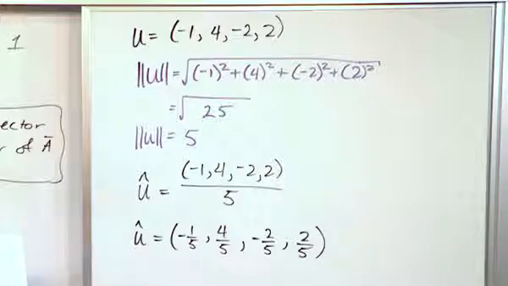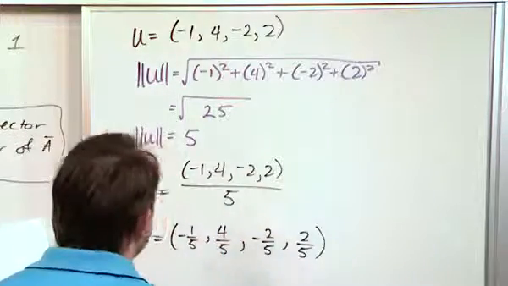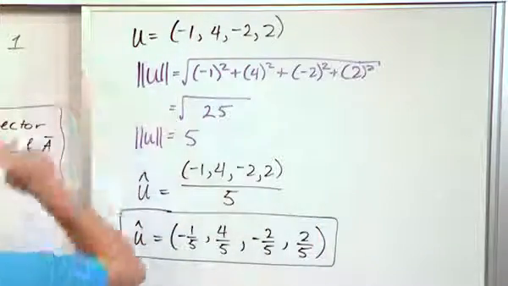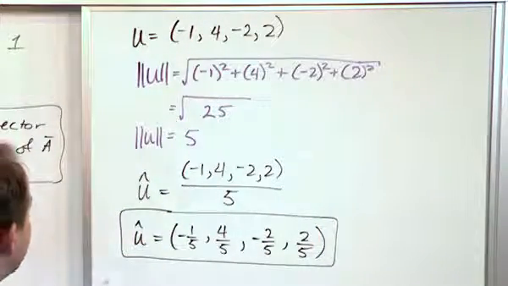So we kept everything in fractional form. Of course, if you really wanted to, you could just convert these to decimals. There's nothing wrong with that. But this is a unit vector pointed in the same direction as our original vector u. It's a unit vector pointed along u.